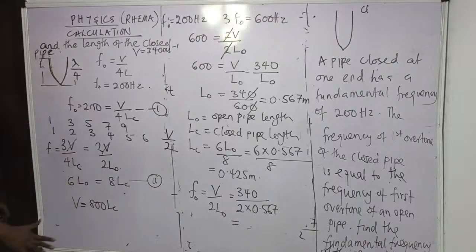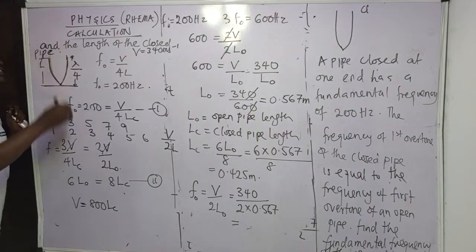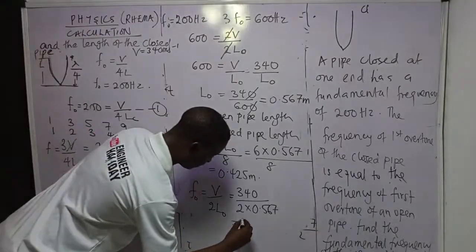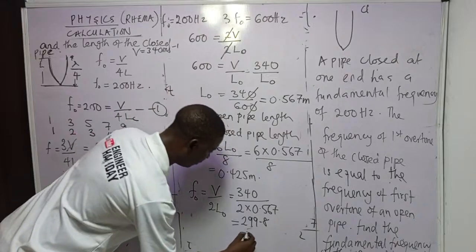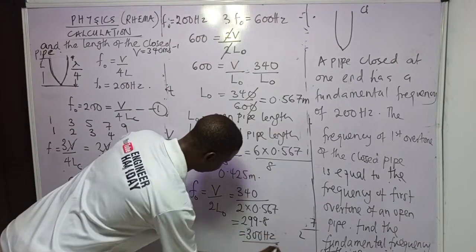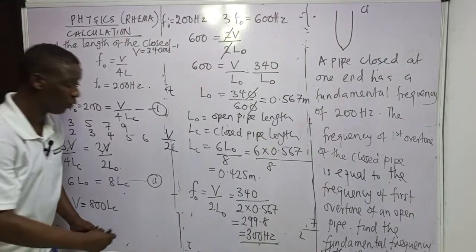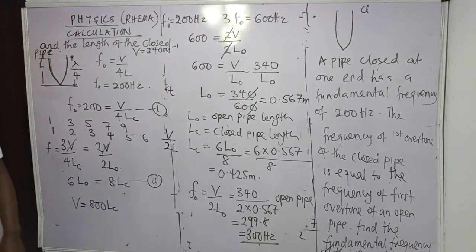Please ensure you give us every parameter complete. If you don't give me the parameters complete, there is nothing I can do. I cannot manufacture value from anywhere. Yes? 299.8, which is approximately 300 hertz. So that is the value for the fundamental frequency of the open pipe. So if the person is satisfied with the solution, just send us a thumbs up message to show that you are okay with it.